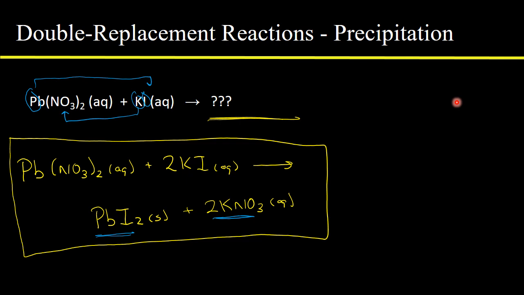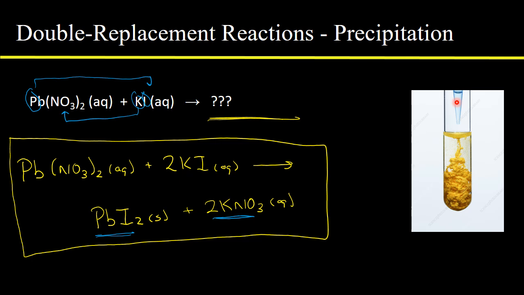And like before, here's what this would look like if we had a solution of lead nitrate, and then this here is a little pipette, and they're just dropping drops of potassium iodide in here. And when the potassium iodide drops hit the solution, it forms this yellow solid.